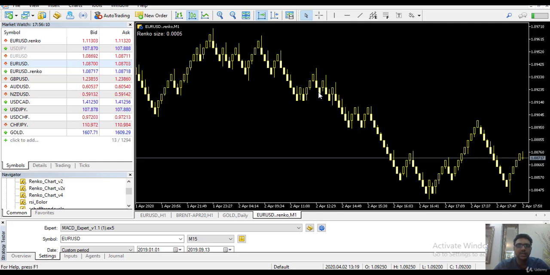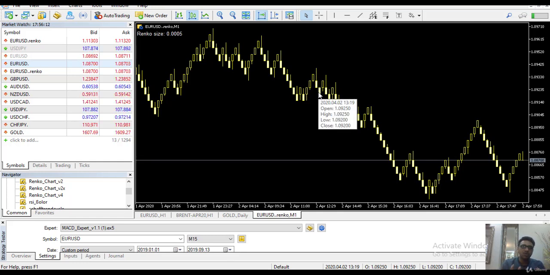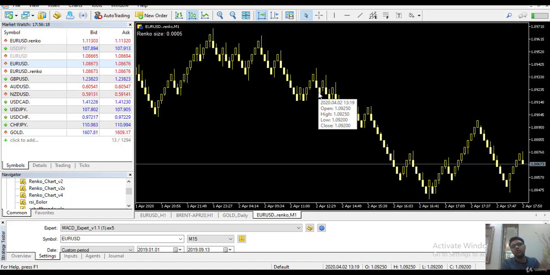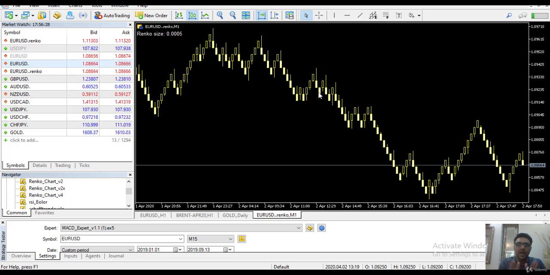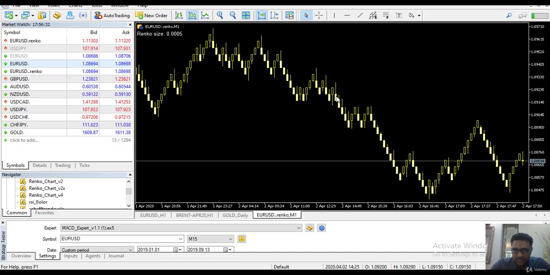In our MT5 platform, the minimum time frame that we have is the M1 time frame, right? We cannot go below that. Even if you want to go for 30 seconds, you cannot. So you just need to stay in the limited time frame for the Renkos. And here we have the M1 time frame, so one brick represents 50 points.